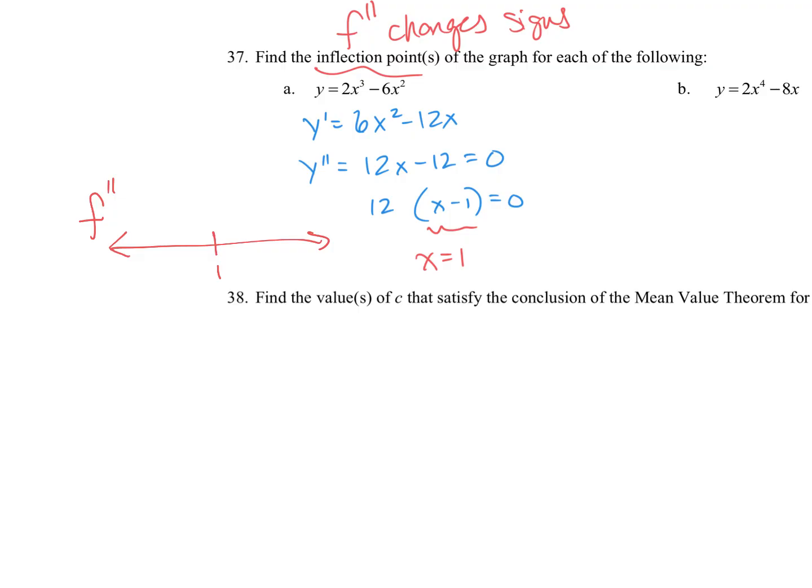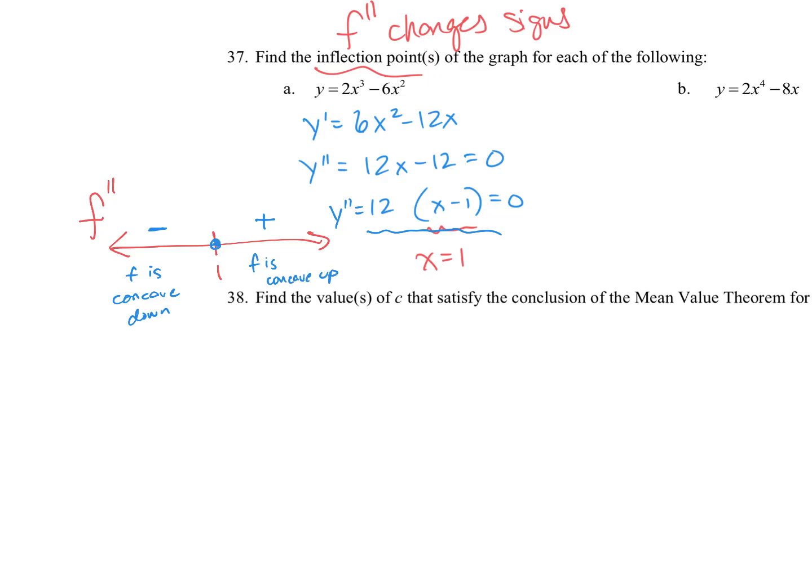So I'm going to pick a test point on the left side of 1. Let's try 0. If I threw a 0 in this second derivative, that would be 12 times negative 1. That would be a negative number. And then if I had used a test point of, say, 2, in the second derivative, a 2 would give me a positive output. So from this sign chart, I can see that since my second derivative is negative from negative infinity to 1, I would say that f is concave down. And then after 1, f is concave up.